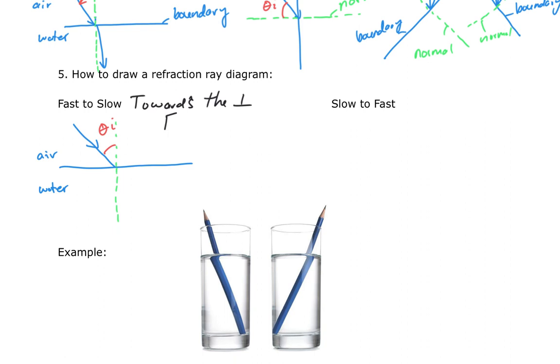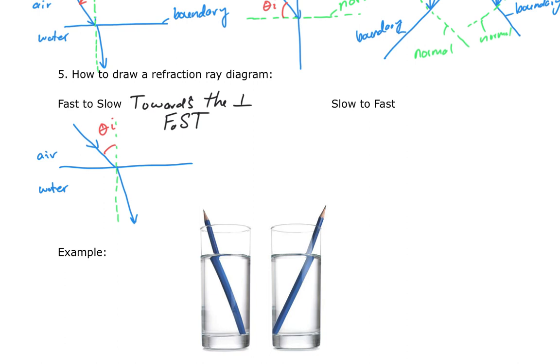And the way I remember that is I remember F-A-S-T. So what that means is when I'm going from a fast medium to a slow medium, the light bends towards the normal. So what does that look like? That looks like this. The light bends in that direction. If it hadn't bent towards the normal, it would just go straight through like that. But that's not what's going to happen.